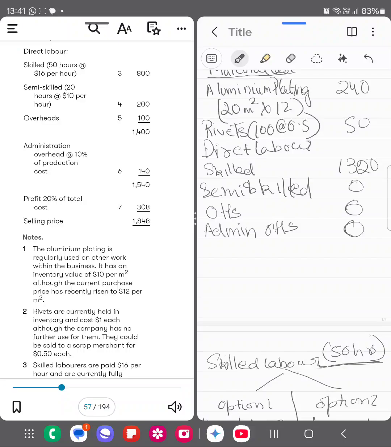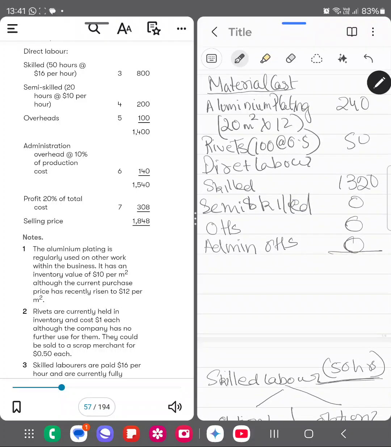We need to practice a lot to understand what cost needs to be added and what not. Then we will total the entire cost: 240 plus 50 plus 1320, it will give me 1610. Okay, so this is my relevant cost.